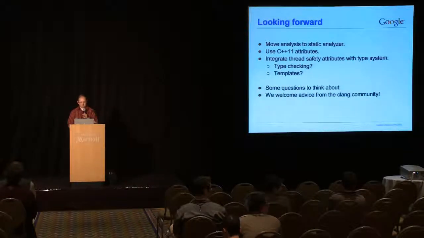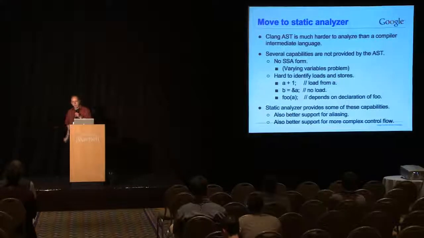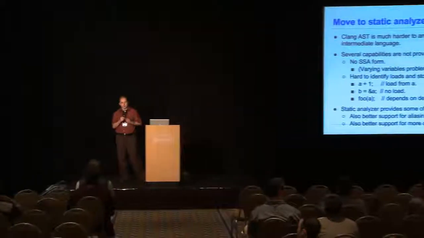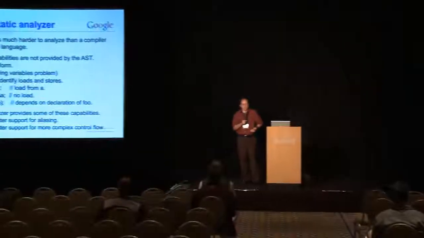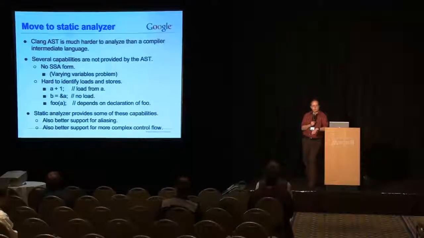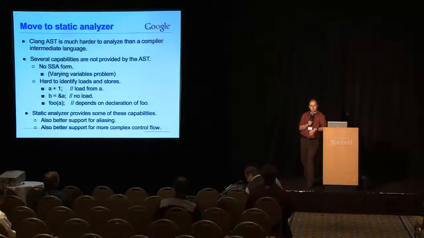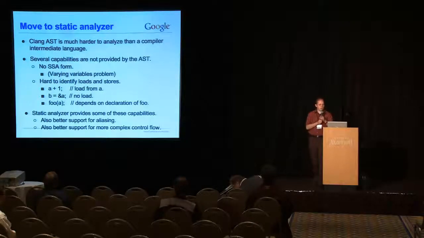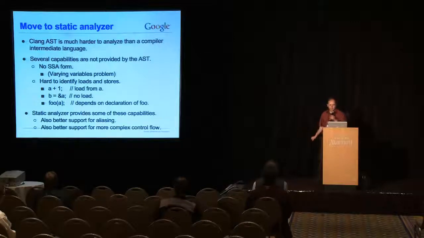Okay. Right. So, as I mentioned, the Clang AST is much harder to analyze than a compiler intermediate language. The LLVM IR would be a lot easier in some respects, except for the fact that we'd then be back in the place that we are with the GCC implementation. I've already talked about the SSA form problem. The loads and stores are another issue. A minor one, really, but irritating, which is that you can't just look at the AST and figure out when a store occurs. You have to always look at everything that surrounds the particular expression that you're seeing.